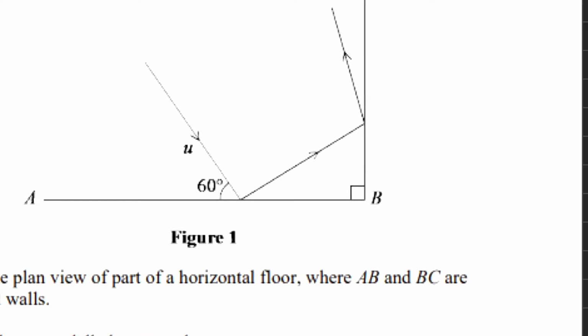Okay, so we don't know this angle, so I'm going to call it alpha. You can call it whatever you like, but I'm going to call it alpha. And we don't know the velocity after the first or second collision, but I'm just going to start off by calling the velocity after the first collision v, like so.